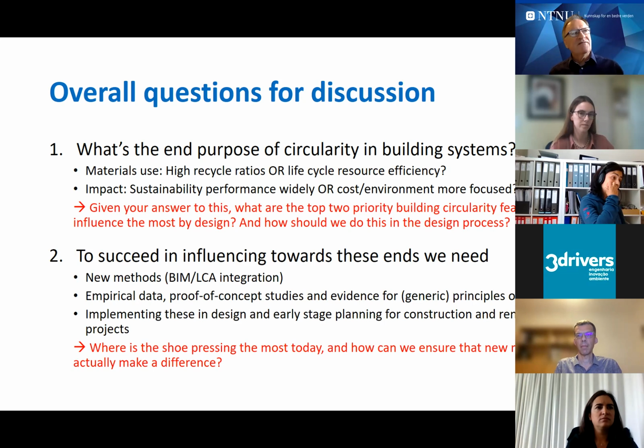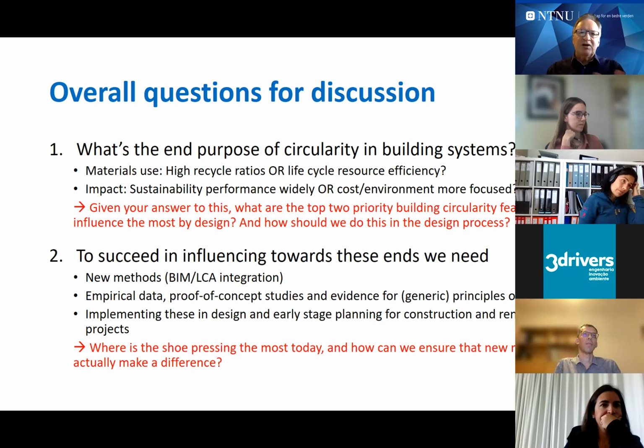To succeed in influencing building systems towards more circular ones with an impact, I guess we need three things. We need new methods, that is integrating BIM with LCA. We need empirical data and proof of concept studies in order to get evidence for what might be generic principles, or principles with a certain level of transferability on what to do. And we need, of course, to implement that knowledge and those methods in design and in early stage planning for construction and renovation projects. Where do you think the shoe is pressing the most today, and how can we ensure that new methods actually make a difference?